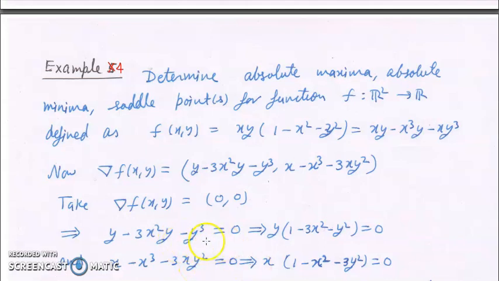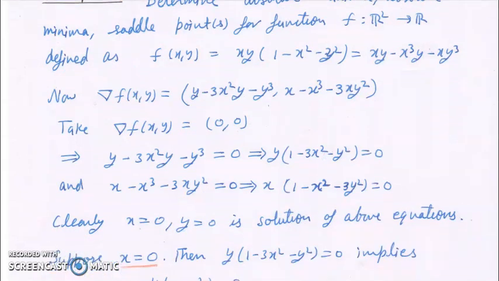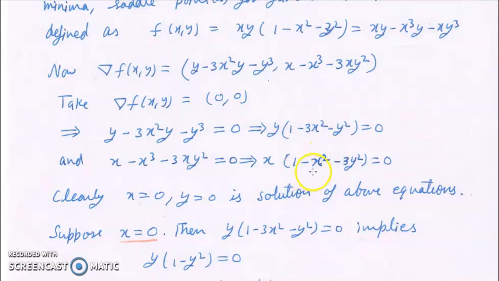So this first equation can be written, because we can take common y, as y(1 minus 3x square minus y square) is equal to 0. And similarly the second equation can be written as x(1 minus x square minus 3y square) is equal to 0. So clearly if you put x is equal to 0 and y is equal to 0, this is a solution of these equations. Okay, so this is one solution.